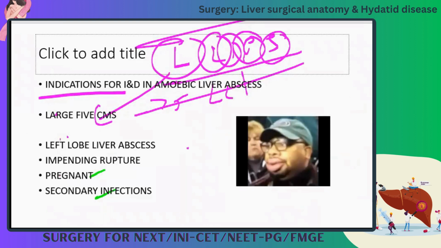L is large, more than 5 centimeters, go for IND. Second, L is left lobe of the liver. Why left lobe? If it ruptures, it will go into the pericardium, into the heart. And I is impending rupture. If on ultrasound you see it is about to rupture, then you have to do an IND. If the patient is pregnant, go for IND, because we cannot give metronidazole in a pregnant patient. And secondary infections, if there are secondary infections along with amoebic liver abscess, you have to go for IND. Got it.